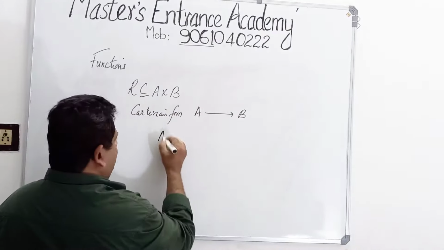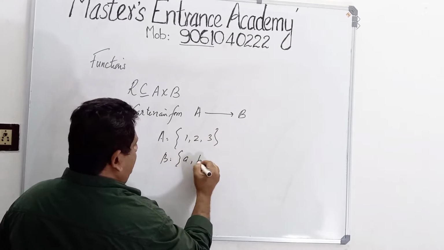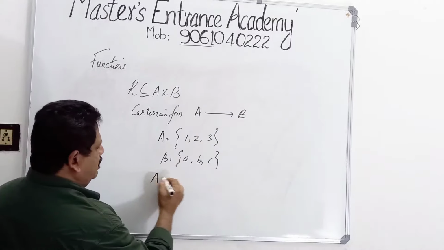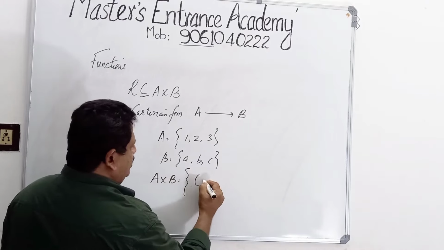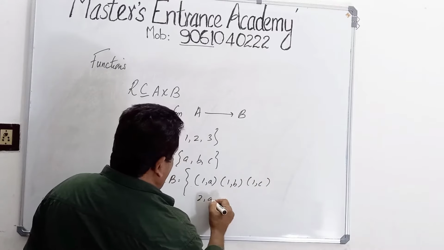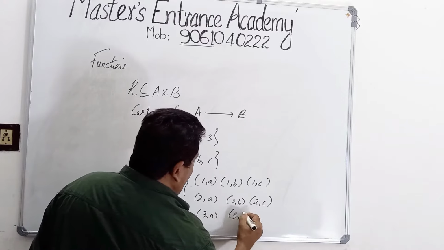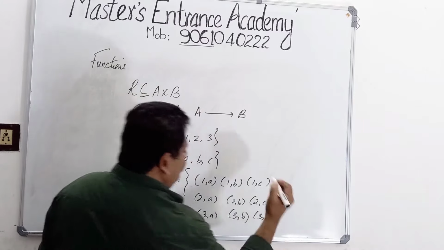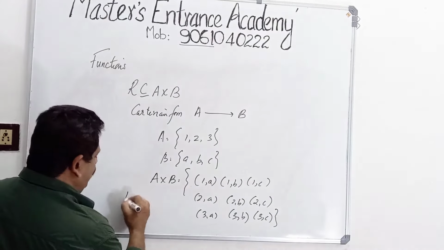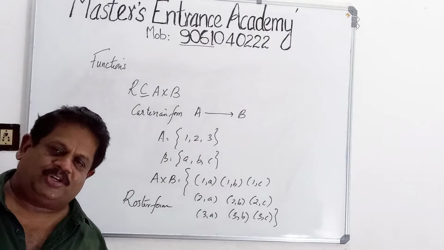Now, let me take an example. A is equal to {1, 2, 3}. B is equal to {A, B, C}. Now, I have to write what A cross B is. So, I'll write it in ordered pairs: (1,A), (1,B), (1,C), (2,A), (2,B), (2,C), (3,A), (3,B) and (3,C). You may say, sir, I know this. This is what you call the roster form. So A cross B, we wrote in the roster form.